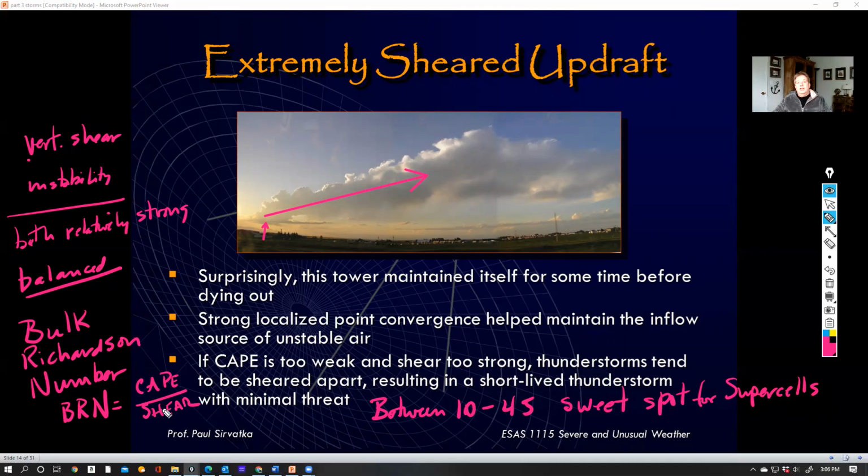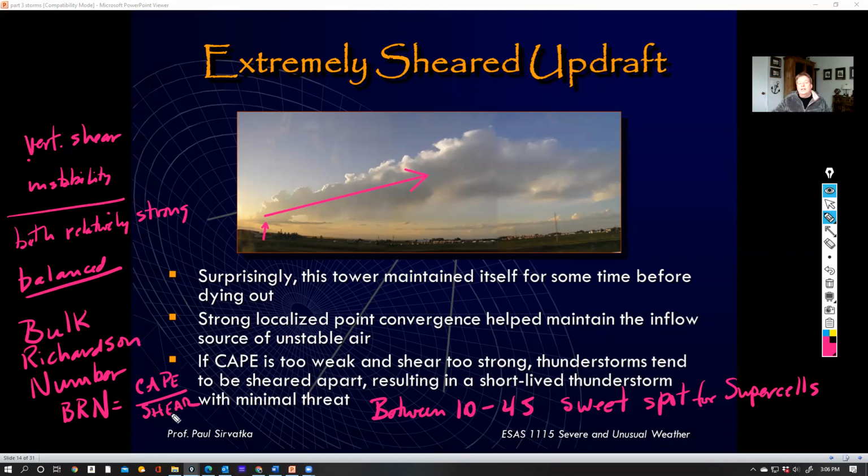Now, if we have a situation where the CAPE is way more than the shear, then the Bulk-Richardson number becomes bigger. The numerator is big, the denominator is not as big. So the Bulk-Richardson number goes higher than 45, and now we get more like pulse severe storms. We don't get the really good supercell storms.